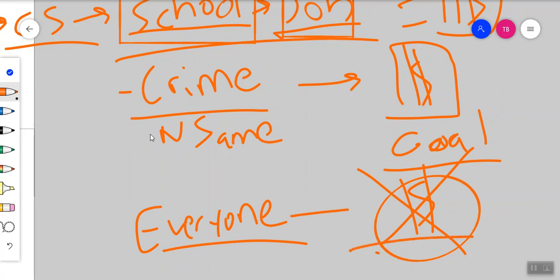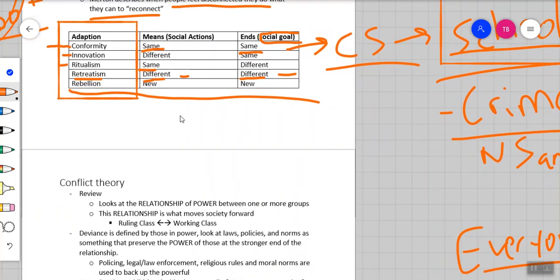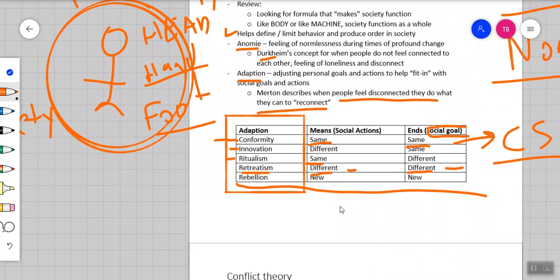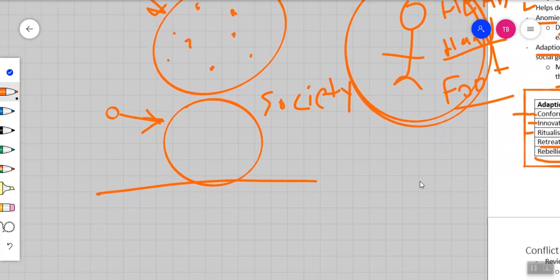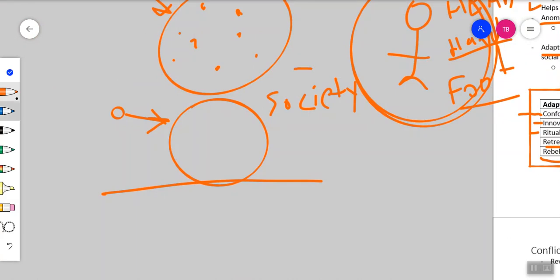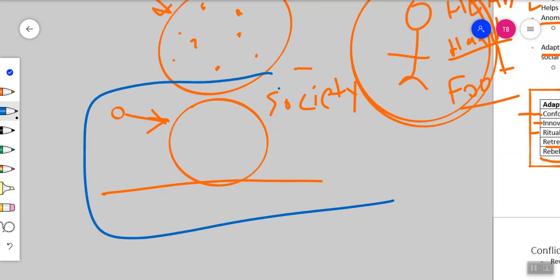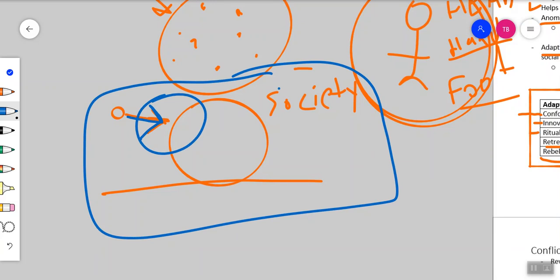New society. So essentially, what they're both looking at, Durkheim and Merton, is they're all kind of coming back to this same picture over here of a person trying to become a part of society. And if you're feeling separated, how can we fix that? The spot right here is where you try to fix that.